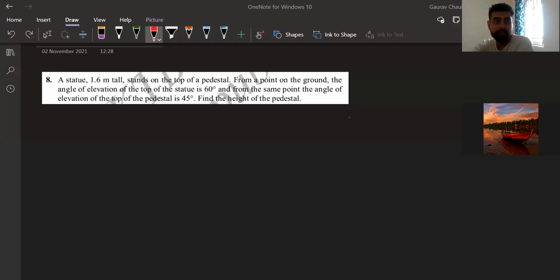Okay, we're discussing question number 8 of the Heights and Distances, Applications of Trigonometry chapter exercise. The statue, 1.6 meter tall, stands on top of a pedestal. Maybe you don't know the meaning of this word. Maybe you're encountering it for the first time in an exam or in an exercise and you don't really have access to a dictionary to figure out the meaning.